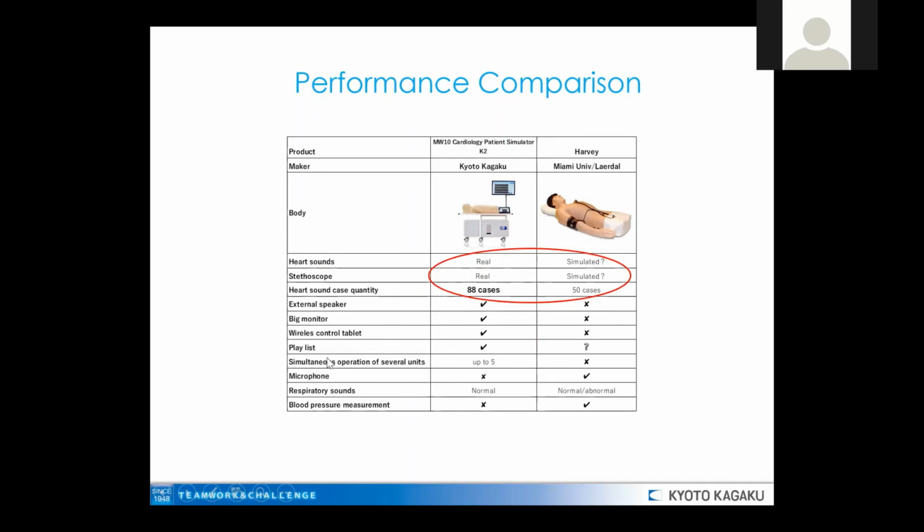Also, regarding the simultaneous operation of the units, we have 5 and they can only operate 1. They have a microphone, but we don't consider that really important. They have some abnormal respiratory sounds as well, but we think that's not really necessary for this cardiology patient. And also the blood pressure measurement, which we don't have and they do, but we also don't think it is really important.